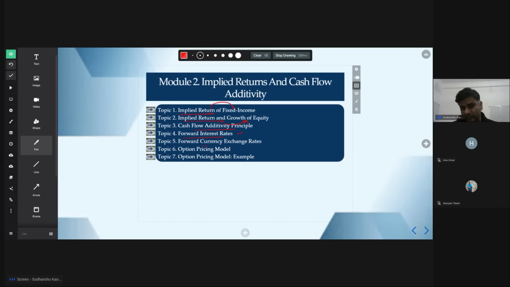Forward currency exchange rate, very difficult. Option pricing model, very interesting. Option pricing model examples, quite a lot of numericals. If you are able to complete it today, that's good. If not, we'll continue this tomorrow also. Objective is that you should understand.